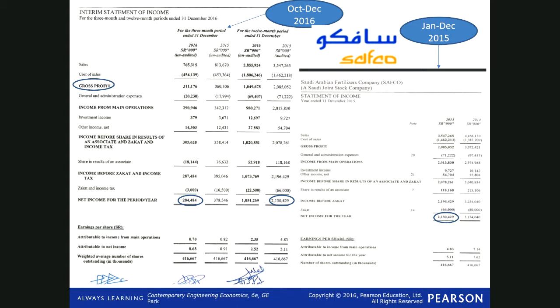Now, what is gross profit? There are some terminologies you need to understand. Gross profit is sales minus cost of sales, right? Sales minus cost of sales is the gross profit. Sales is when you sell something. Cost of sales is the cost of producing that product, whatever it is, without taking the cost of administration and other things, right?